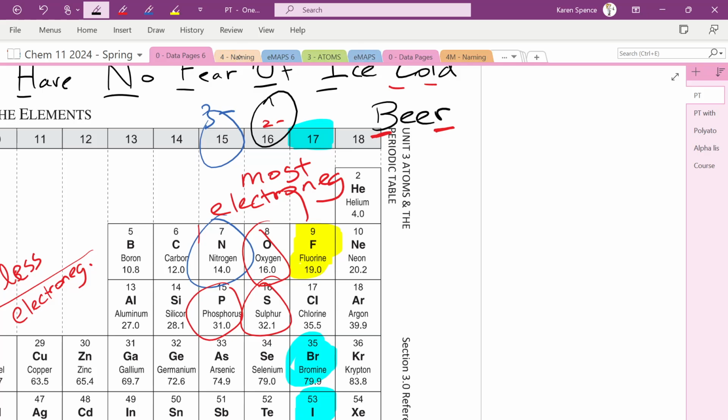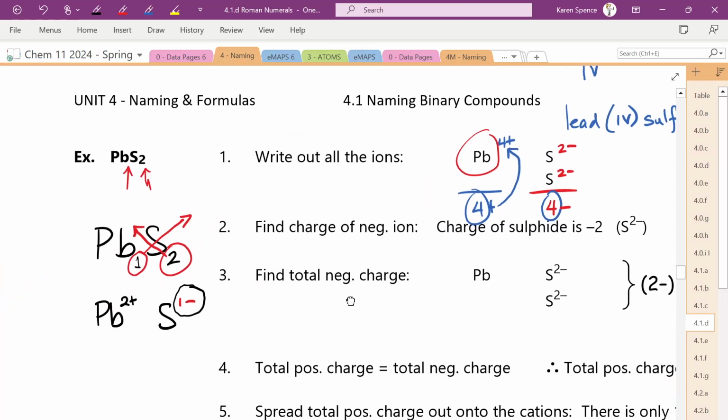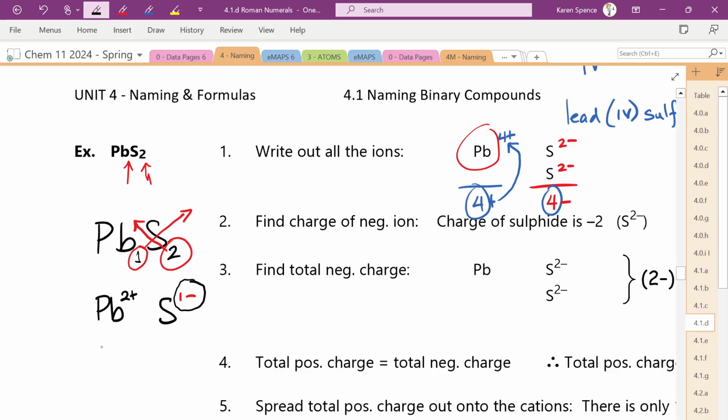-2. So in that case, if the charge is incorrect, you need to take the charges and multiply them by 2. So you're going to end up with Pb 4 plus and S 2 minus. And now that works. And again, you've got lead 4 sulfide. Okay, so that's just a little caution. If you like just doing the crisscross, just make sure you check your negative ion that the charge is correct. Otherwise, you have to multiply everything.